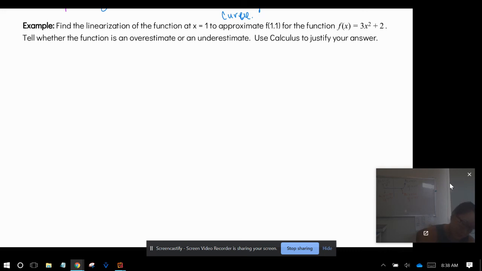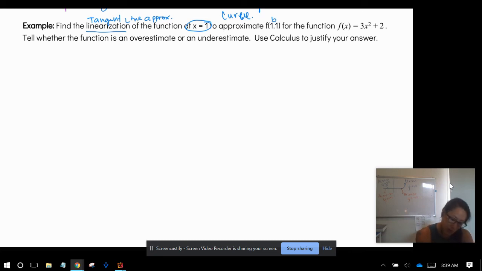So linearization tells me that I'm doing a tangent line approximation at x equals 1, and then we're going to have a b value of 1.1. So I have my original function, f of x. I better figure out my point and my slope. So let's do the point first. The point of f of 1 is 3 times 1 squared plus 2, which gives me 5. So I have a point at 1 comma 5.